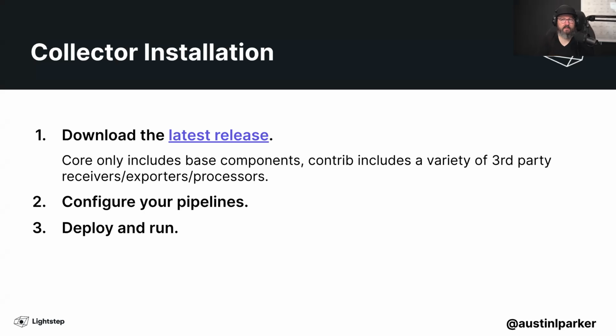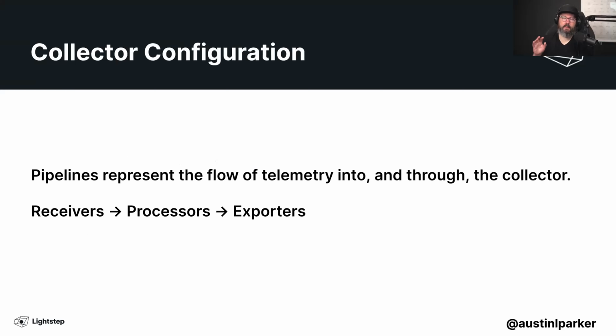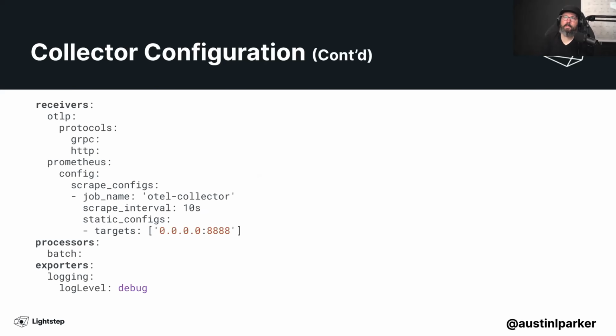All instances of the collector, regardless of how you build them, do need some configuration though. When you're configuring the collector, you're building what's called a pipeline, and the pipeline represents telemetry flowing into and through the collector. They always start with receivers, they may use processors, and then they always end at exporters.